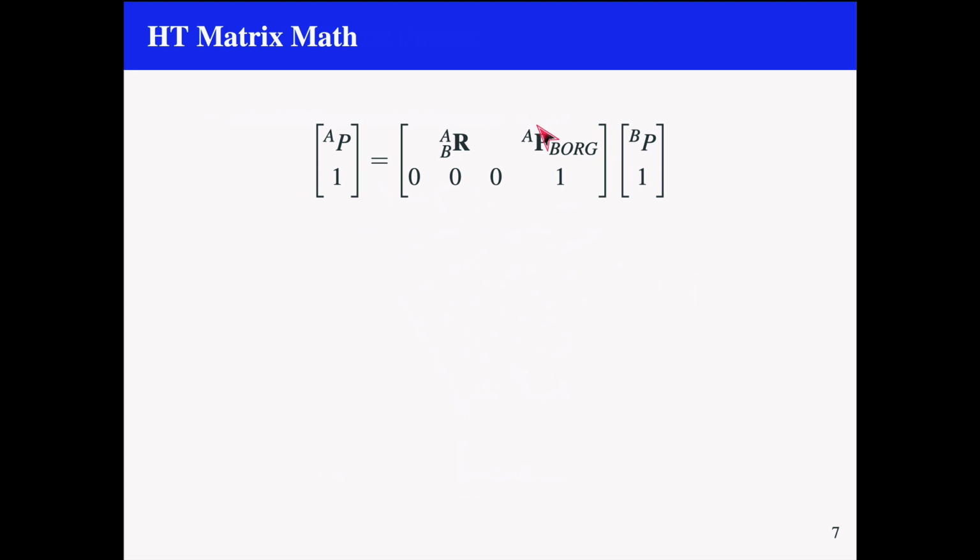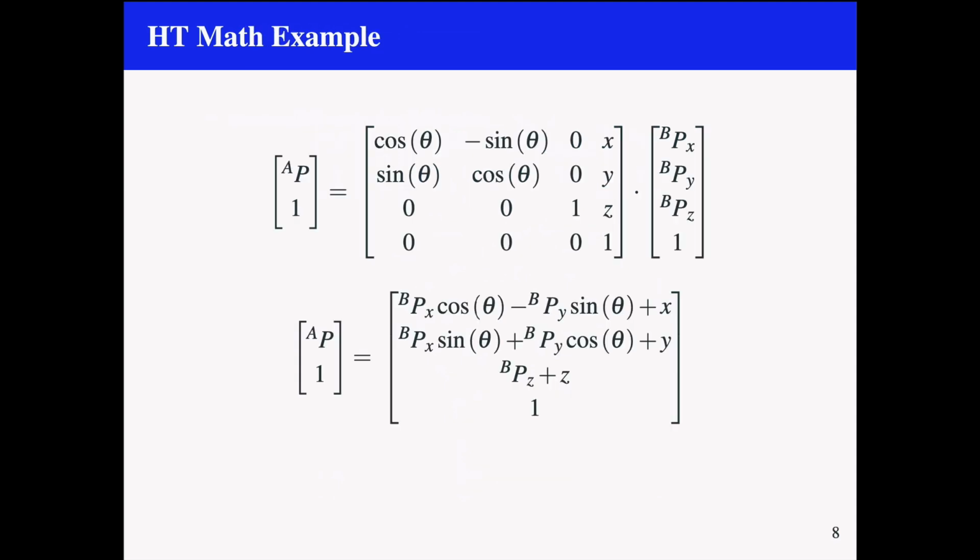So again, this is a 3x3, this is a 3x1, so altogether this is a 4x4 multiplying by a 4x1. So PB will multiply this 3x3, 1 will multiply this 3x1, and then 0, 0, 0, 1 would zero out this, and we would get 1 times 1.